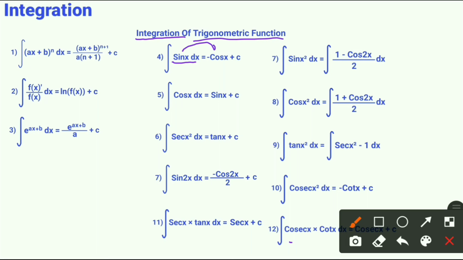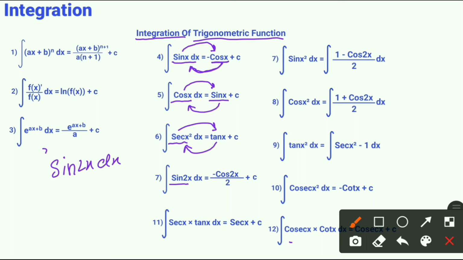If I try to integrate sin x, then it would be minus cos x, and if I try to differentiate cos x, then it would be minus sin x. If I do the integral of cos x, it would be sin x, and if I do the differentiation of sin x, then it would be cos x. The same thing here, and this one is different.